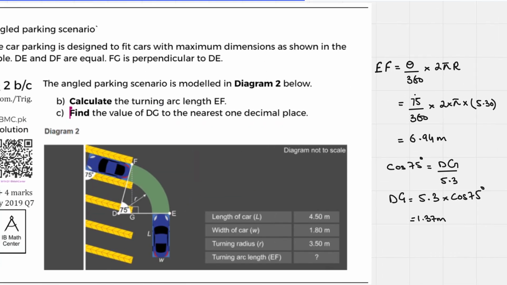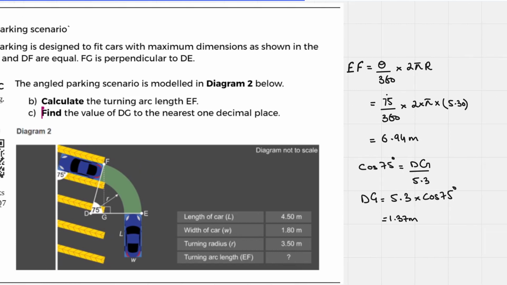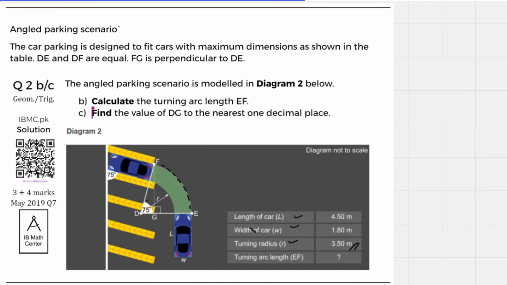and tally your answers. And for those who would like to look at the explanation to the solution, let us begin. So in order to find the turning arc length, we need to know the value of D to E. That, as calculated in the last part, is 5.3 meters. We need to know the angle of the sector, that is 75 degrees. That angle is given to us. And then we just need to plug these two values in the formula.